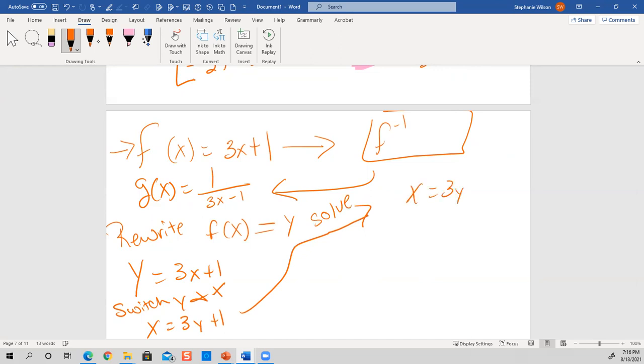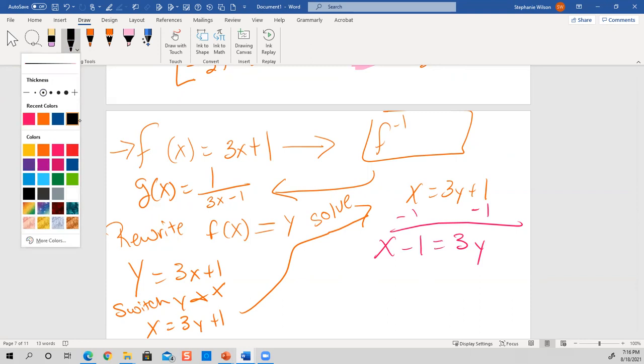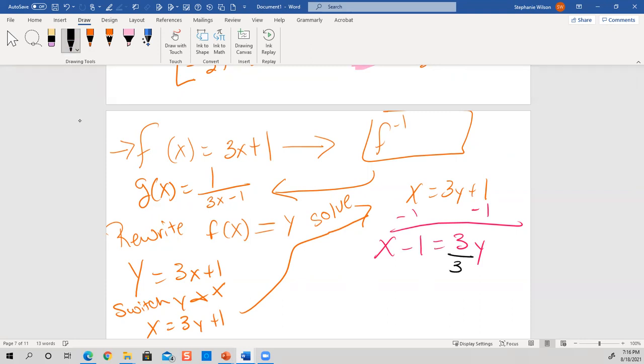When we solve for y, that means we need to get it by itself. So I'm going to subtract the 1. Now I have x minus 1 is equal to 3y. What am I going to do now? I'm going to divide by 3 because we need a positive 1 coefficient on y. You can write it as x minus 1 over 3, or you can write it as 1/3 x minus 1/3. Either way is correct.